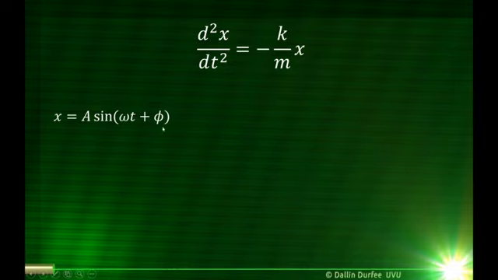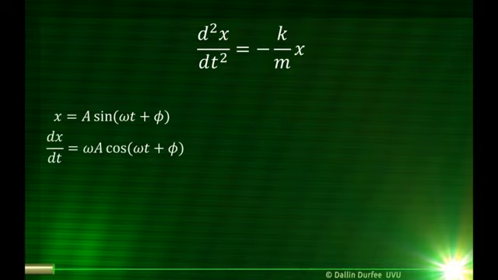And then I'm going to allow another constant in there that I'm going to call phi. All right, so I'm going to guess that my solution to this equation is A, which is a constant, times sine of omega t plus phi, where omega is a constant and phi is a constant. Now, how do I check and see if my guess is correct, if this really is a solution?